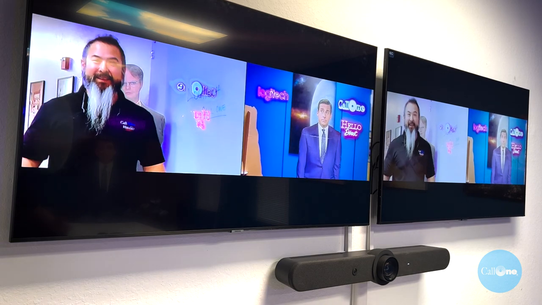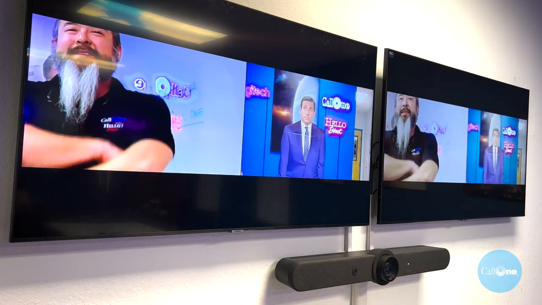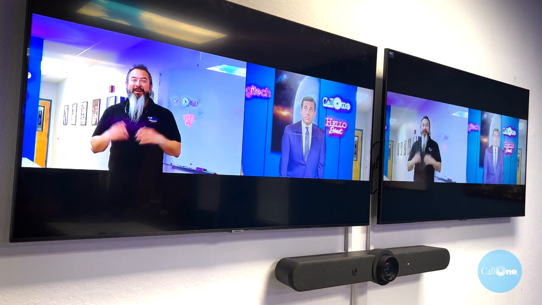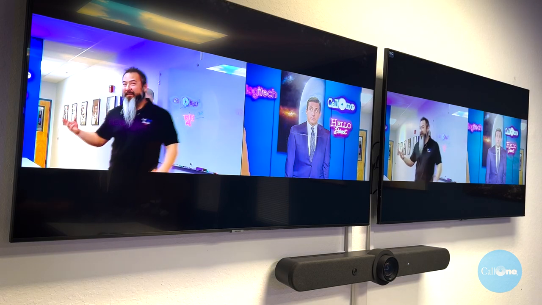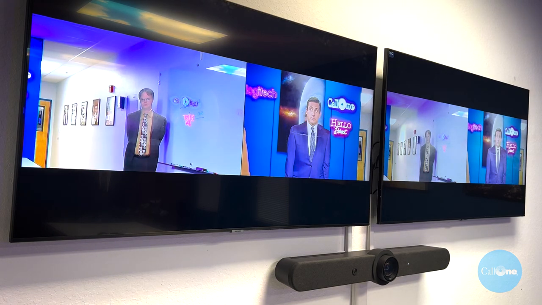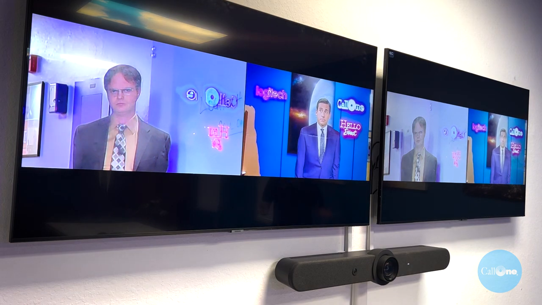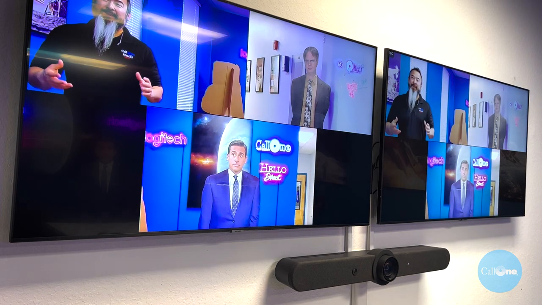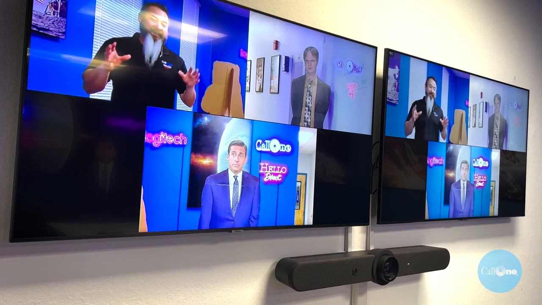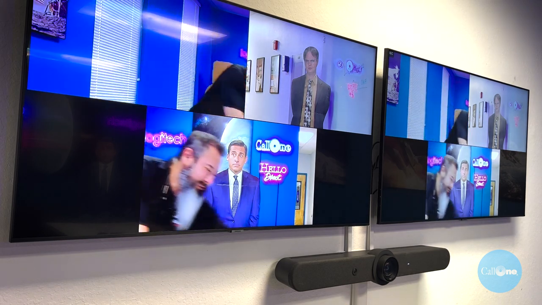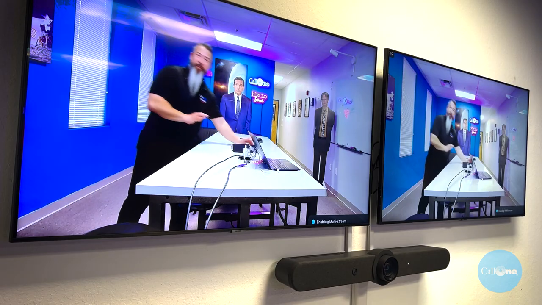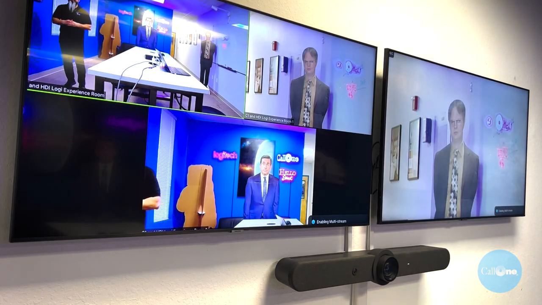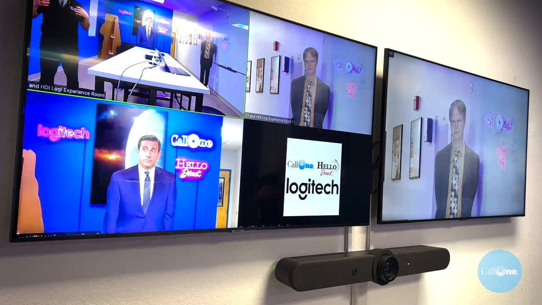So I'm coming over to this side now, and I'm going to stand in front of Dwight. Now I'm talking, so it's going to focus on me. But you see, since I blocked Dwight, he's not there. If I show Dwight again and I come back over to this side of the room, now I'm talking, Dwight's over there, I'm over here. And so this is the auto framing, and the multi-focus framing option of auto framing.